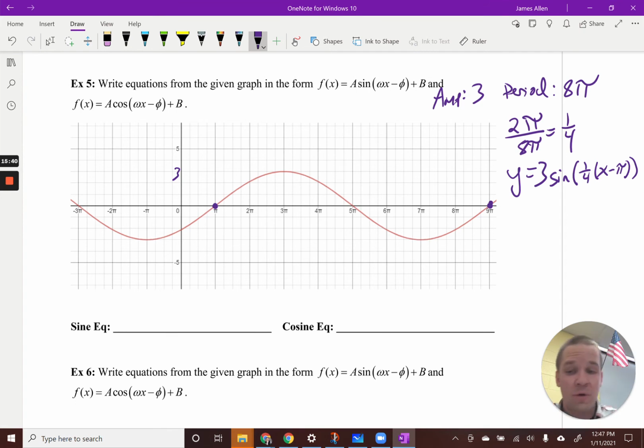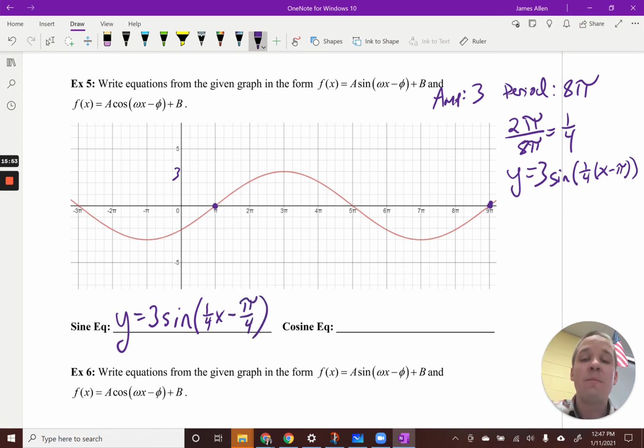So now I need to distribute that 1/4, and I can write that as my final, which would be y equals 3 sine, parentheses, 1/4 x minus pi divided by 4. That's how it's going to be written in my math lab. So there we go. That's the first one.